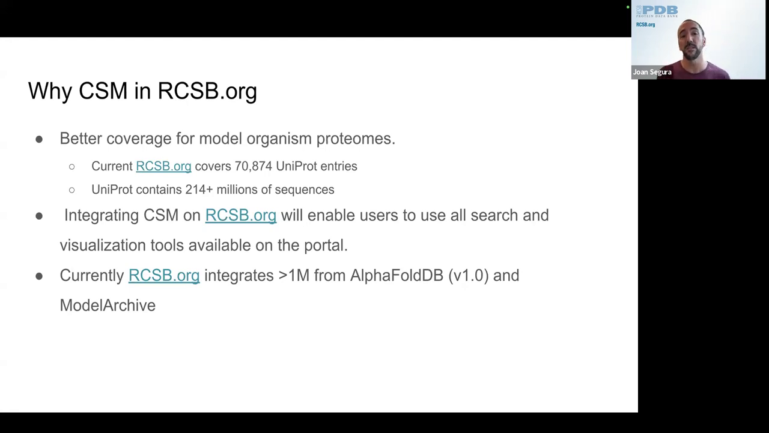Again, there are many model organisms that are underrepresented at rcsb.org. So for that reason, we think integrating CSMs is important for our users. Of course, one could argue, if there are resources like AlphaFold DB and other databases, why should we include them in rcsb.org? I understand, and I think that AlphaFold DB has done amazing work, and it's a really amazing resource, but the richness of tools for visualization, for searching, for analysis that we provide at rcsb.org, you won't find in any other place.